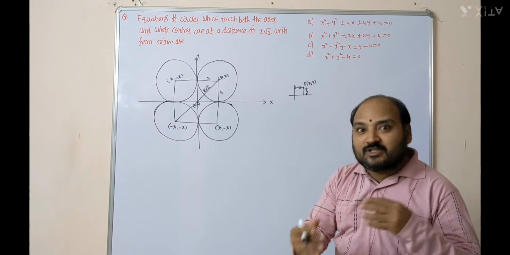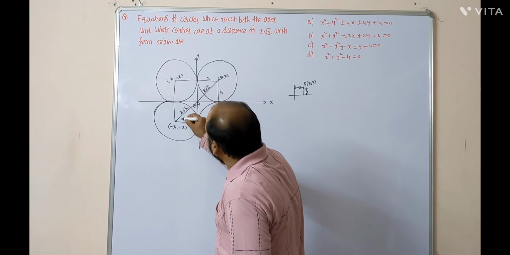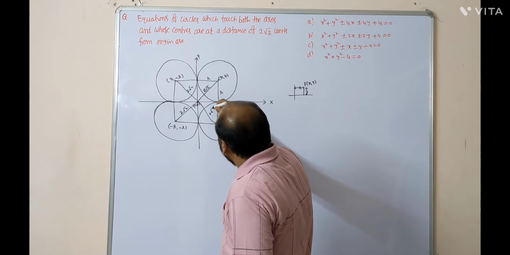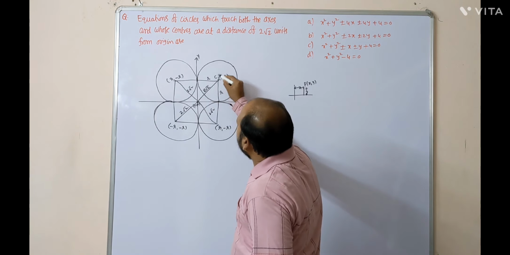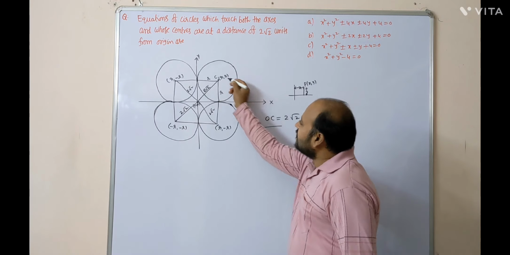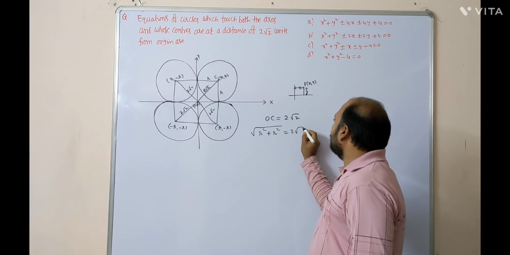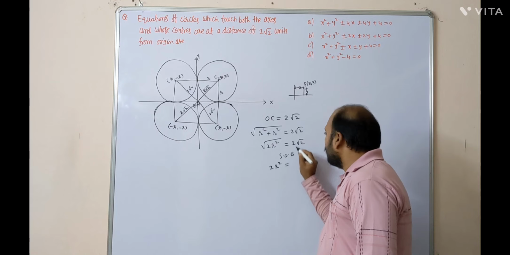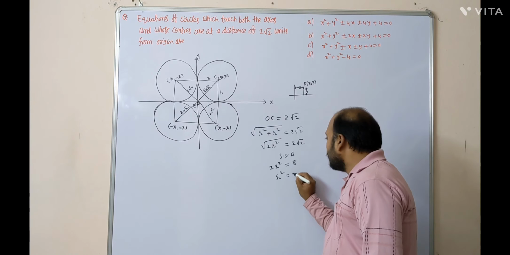So from here to here distance is 2 root 2. Even from here to here distance is also 2 root 2. We'll take the help of this one. Origin to this center C I am taking. So OC is equal to 2 root 2. What is OC? Distance from origin to r comma r only, no? So root of r minus 0 whole square plus r minus 0 whole square is equal to 2 root 2. So root of 2r square is equal to 2 root 2. Squaring on both sides, what will come here? So 2r square is equal to 4 into 2, 8. So r square is equal to 4.